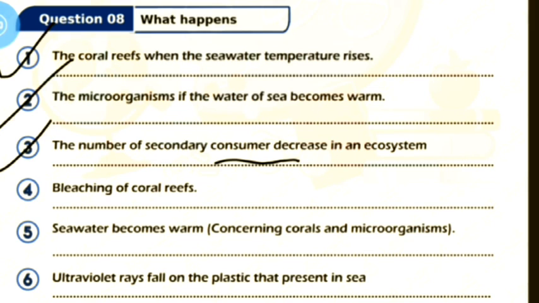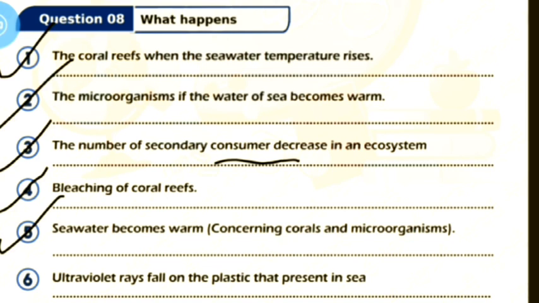Number 4: bleaching of coral reefs. What happens? The answer: coral color turns to white and it will die. It turns white and after that it will die. Again: coral color turns to white and it will die. Number 5: sea water becomes warm, concerning coral and microorganisms. The answer: coral gets rid of algae, coral color turns to white, and the microorganisms will move to cool water. I'll say it again: coral gets rid of algae, coral color turns to white. Microorganisms will move to cool water.